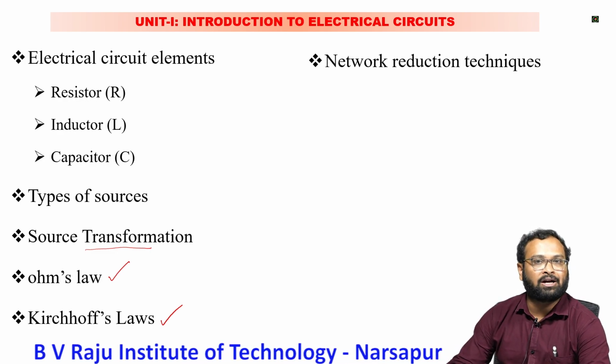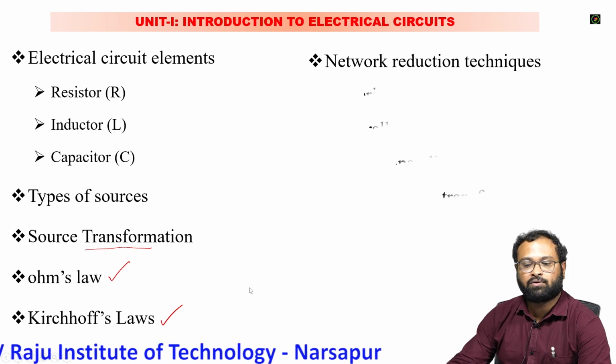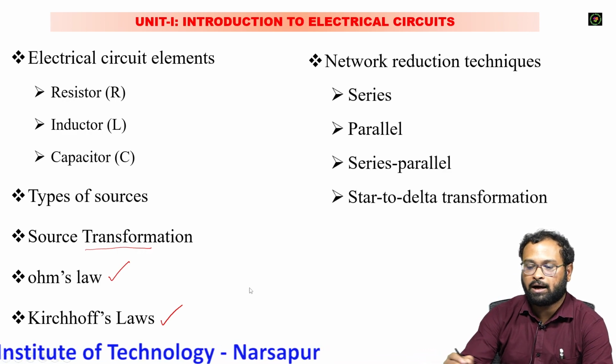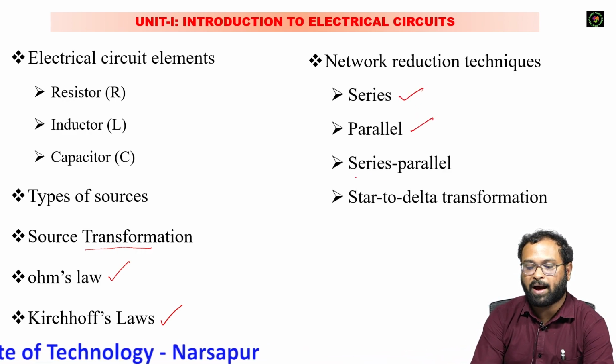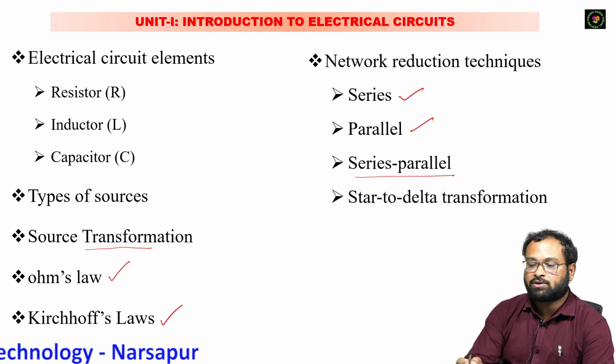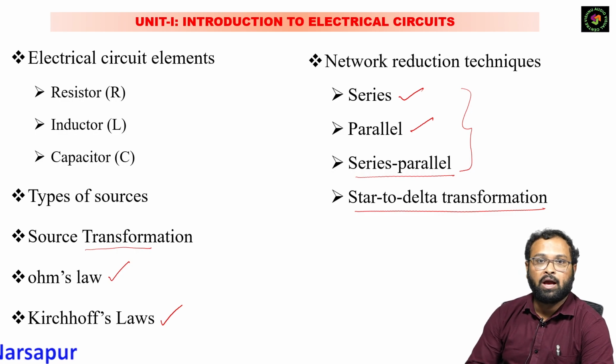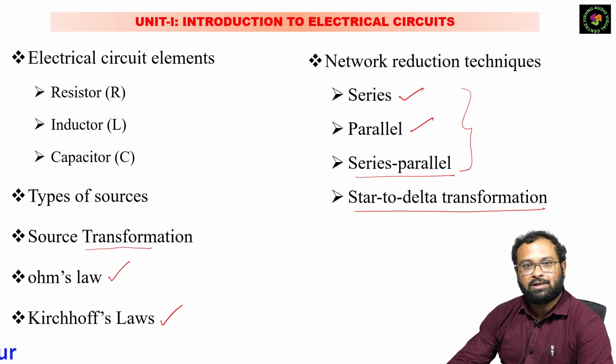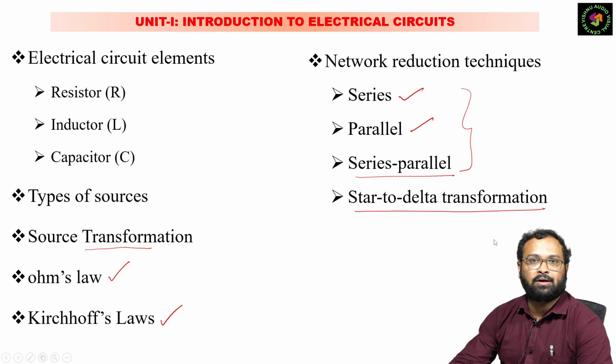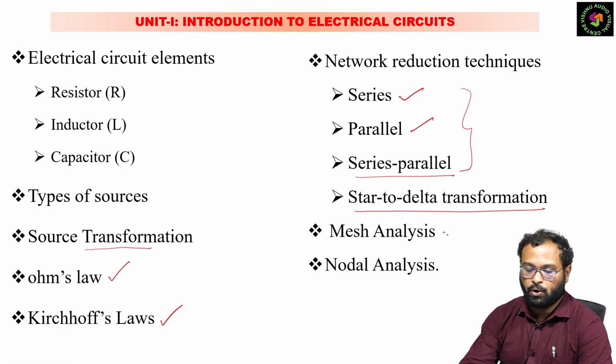Then we'll go with the network reduction techniques. In these techniques, we'll follow first series networks and parallel networks, then series-parallel networks. For networks which we are not able to solve with these 3, we'll go with the star-delta transformation. Then, to do the analysis of these circuits, we'll follow the 2 analytical methods we are dealing with in this chapter, that is, mesh analysis and nodal analysis.